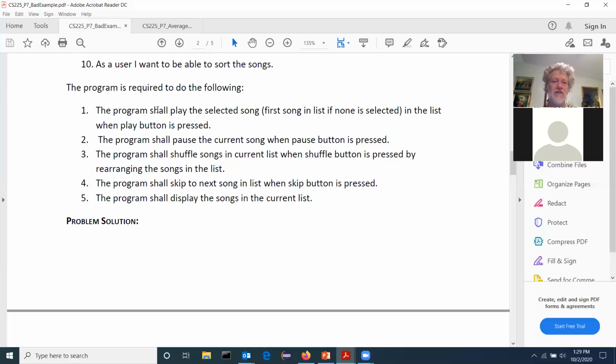The next thing is when the play button is pressed, play the selected song. What if I made software that played it next week? Did I not meet that requirement? So maybe we should put a time frame in there, within 1/2 second, something like that.